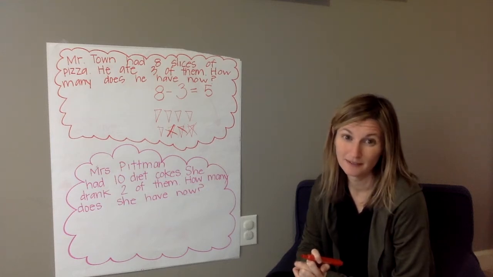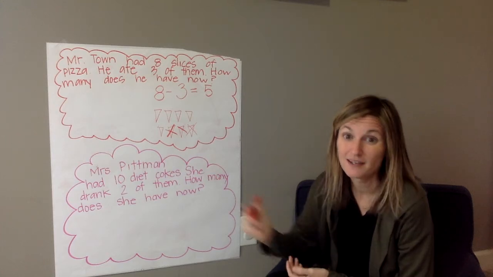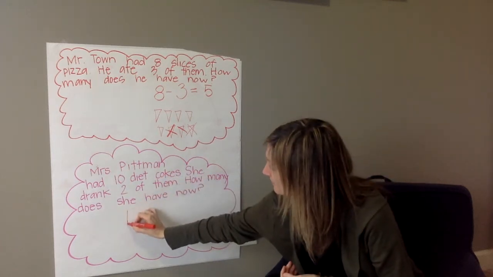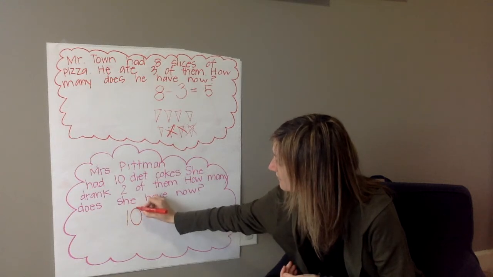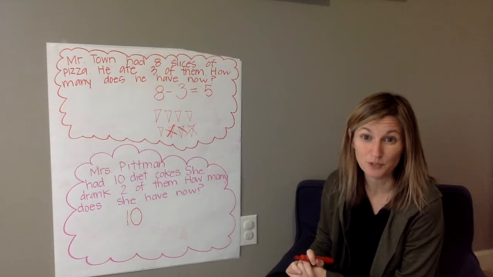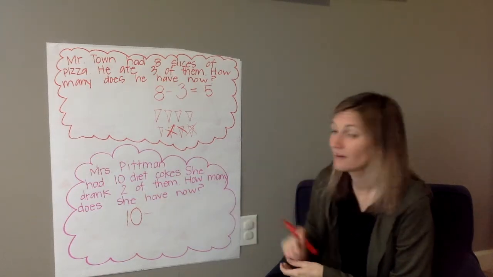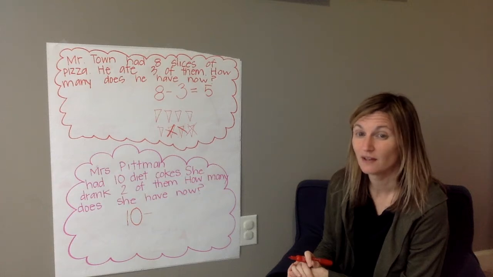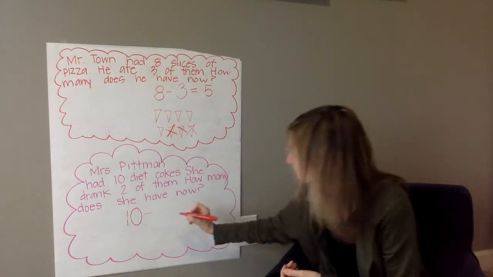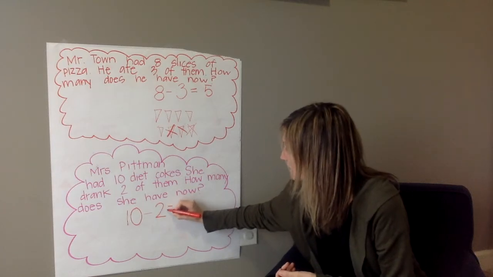Okay. So I started with how many? 10. And I drank some, which means they're going away. We're subtracting. We're minusing. I drank how many? 2. And how many do I have left?